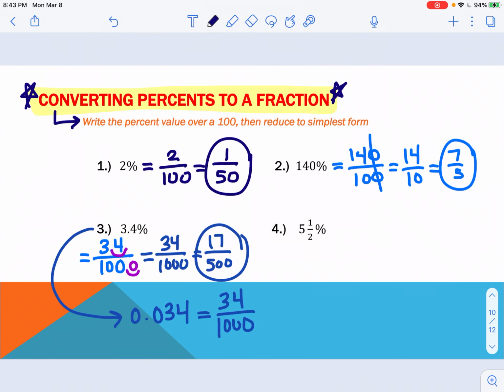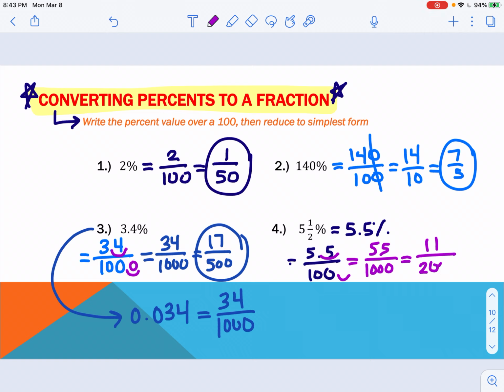Number 4 is very similar. I'm going to write 5.5% as 5.5%. I can once again write 5.5 over 100. I can multiply the top by 10 and multiply the denominator by 10. We get 55 over 1,000. This is a nice easy one to simplify. Divide the top and bottom by 5. I get 11 over 200.